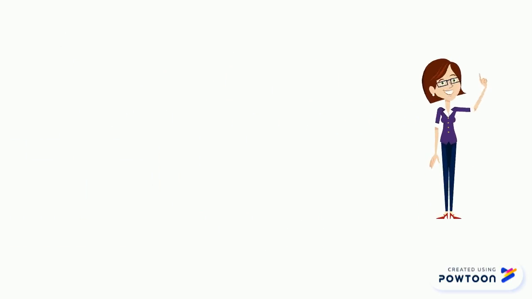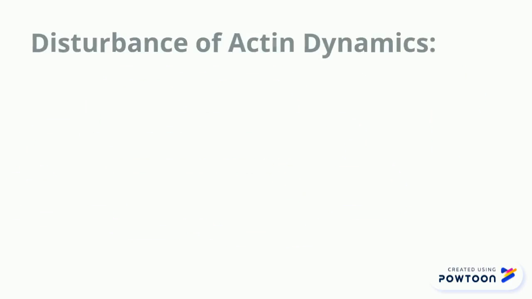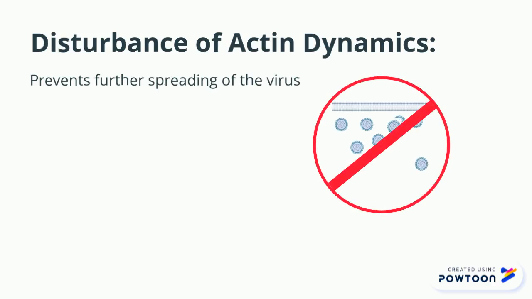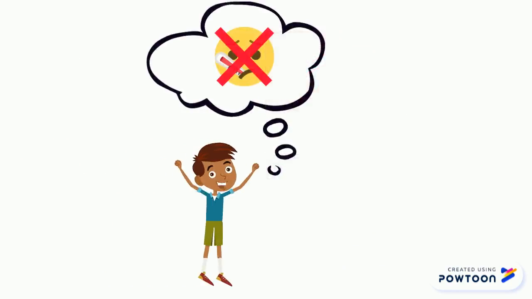Seeing actin's critical role in measles maturation and proliferation, a method of treatment using actin disruption or stabilization can be made. So in a previous study, it was found that actin disruption or stabilization prevented the further spread of measles virus because transport to the plasma membrane was inhibited. The disturbance of actin dynamics was also found to affect budding and the release of the virus. Other recommended treatments include a dosage of immunoglobulin and Tylenol or Advil to reduce fever.